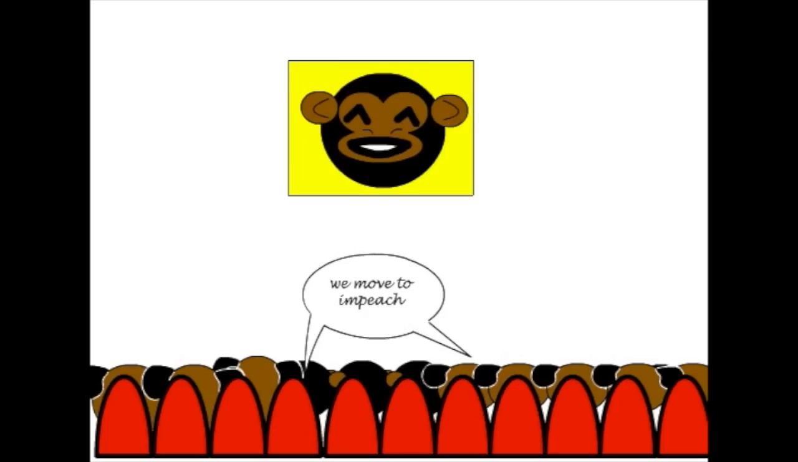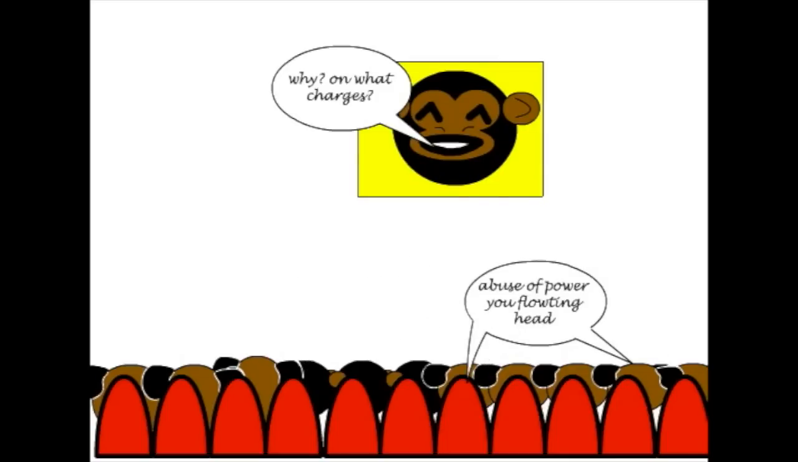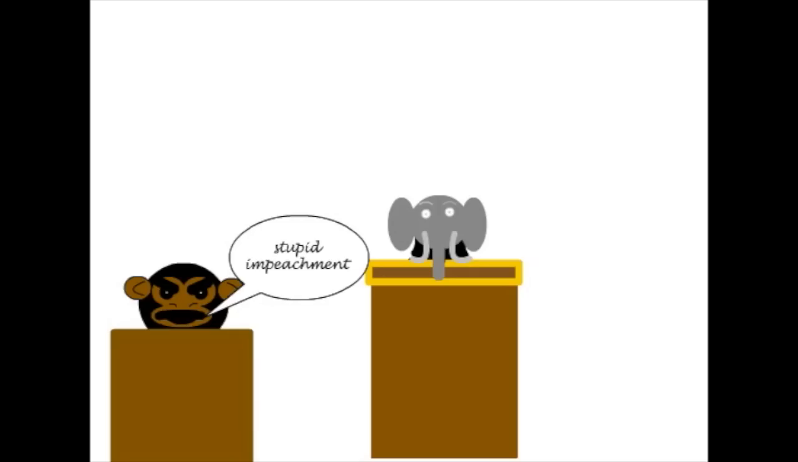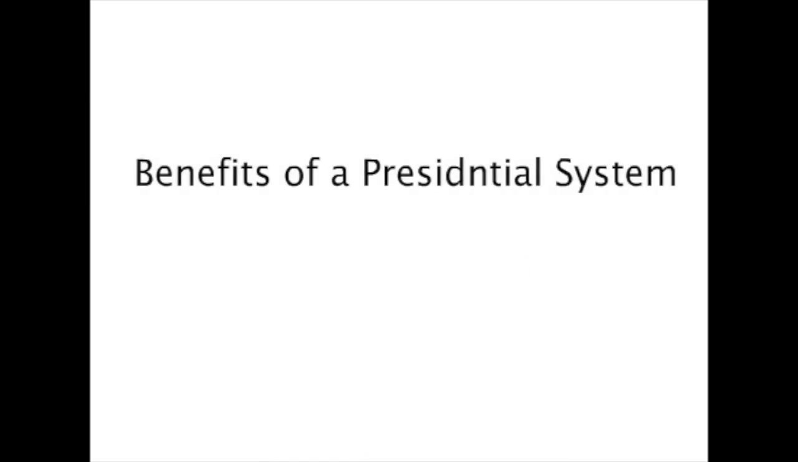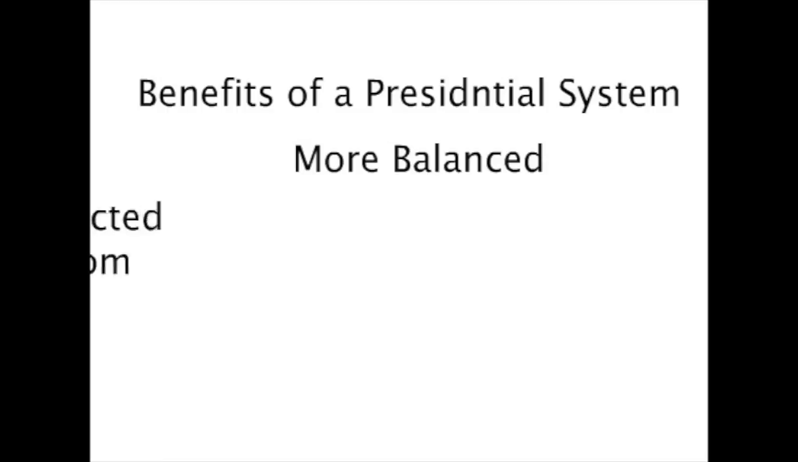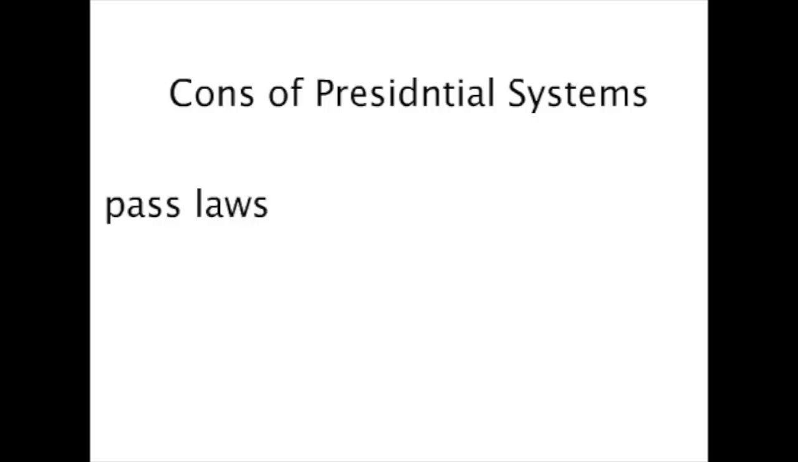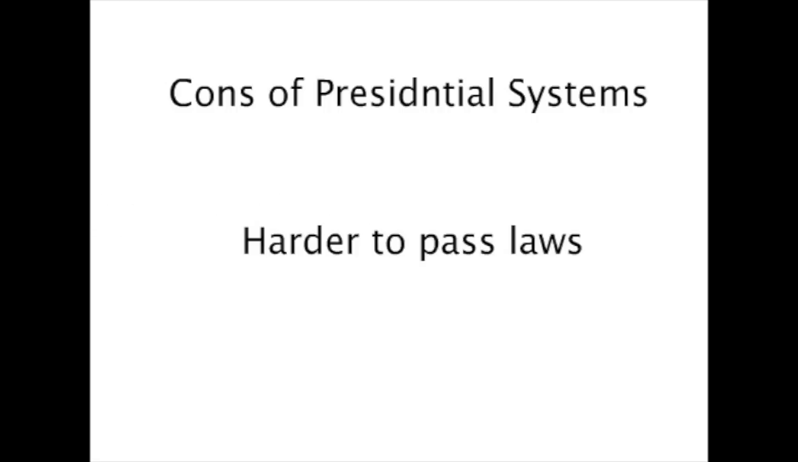Also, unlike the parliamentary system, it's harder to get the executive thrown out of office. You have to go to this thing called impeachment, which can only really be used if the president commits a crime. Overall, the advantages of a presidential system is that more checks and balances can occur within the government, since the leaders are elected by the people and don't hold complete control of the legislature. However, it's significantly harder to pass laws because the legislative branch could be very different than the executive.